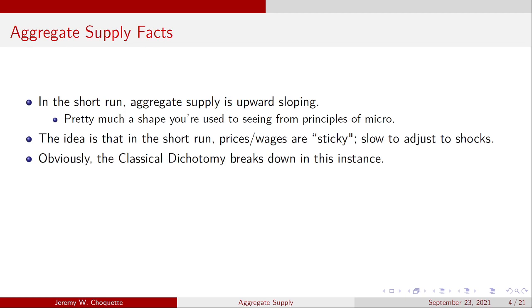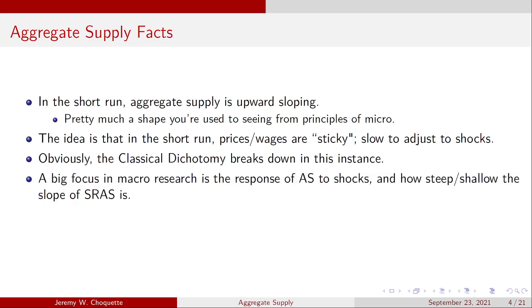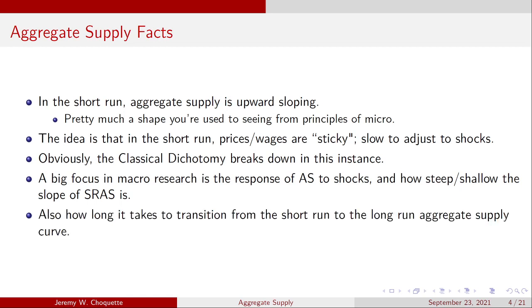Obviously, in this case, the classical dichotomy breaks down because we can't really just look at the way real variables change being independent of nominal variables. There's going to be some kind of interrelated activity going on here. And a big focus in macro research is the response of aggregate supply to shocks and how steep or shallow the slope of the short run aggregate supply curve is. There's also a lot of curiosity in how long it takes to transition from the short run to the long run. Basically going from short run aggregate supply to long run aggregate supply in response to certain types of shocks.